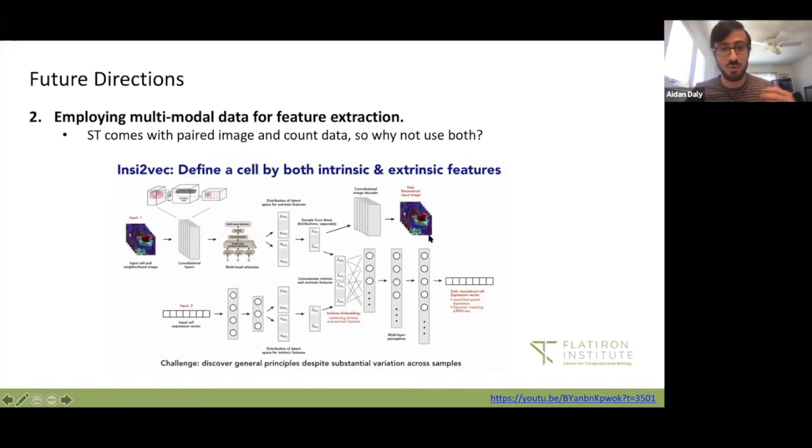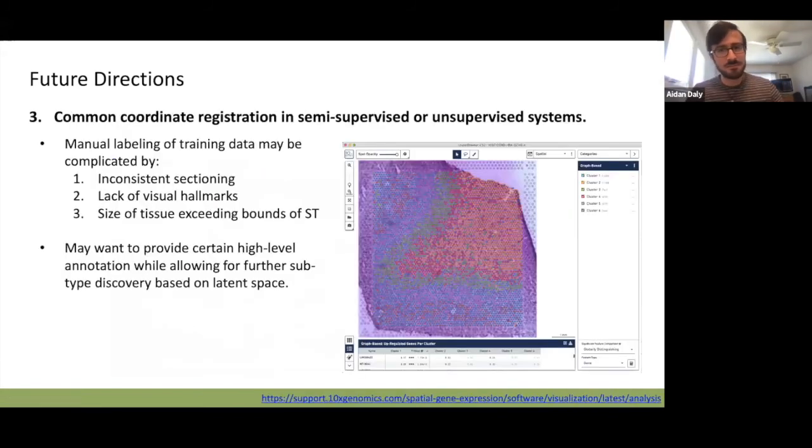So you could imagine that if we wanted to do a joint feature extractor, we could have these modalities talk to each other in an interesting way. And finally, what do we do if it's really just fundamentally hard to label the tissue? What if we can't supervise this, but we still want to register tissue? You can have situations like this where manual labeling is complicated by inconsistent sectioning, where you might be looking at things from different slice angles and it's very hard to reason about where you are in space, tissue that has a lack of visual hallmarks, or tissues that exceed the bounds of the ST array, so you don't have this full context to help you put yourself in a certain location.